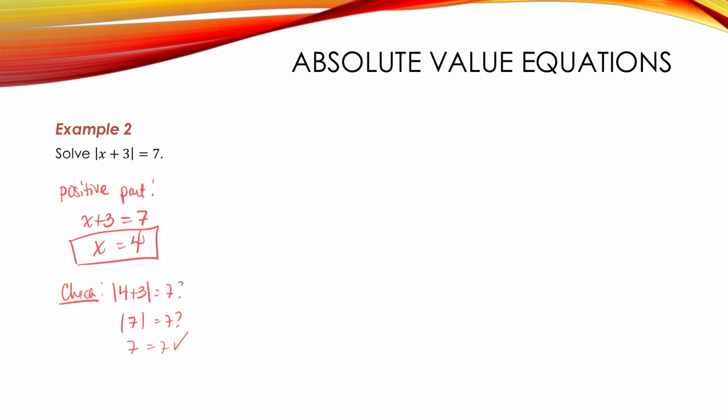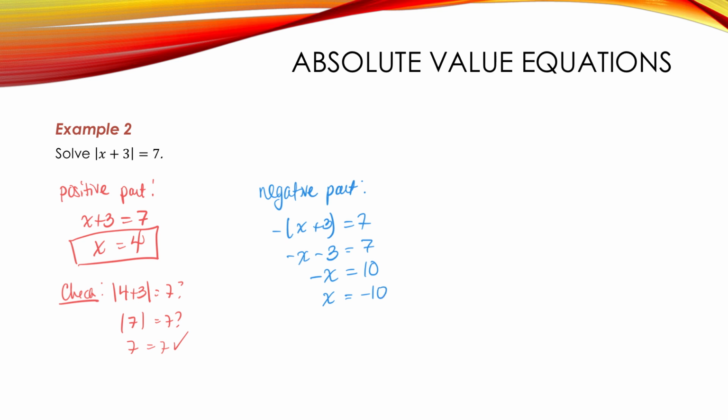Now let's try the negative part. Let's assume that part of it was already negative, which means we multiply it all by another negative. So a negative times the quantity x plus 3 equals 7. So we end up with negative x minus 3 equals 7. So we add 3 to both sides. Negative x is equal to 10. Divide by negative 1, so x is negative 10.